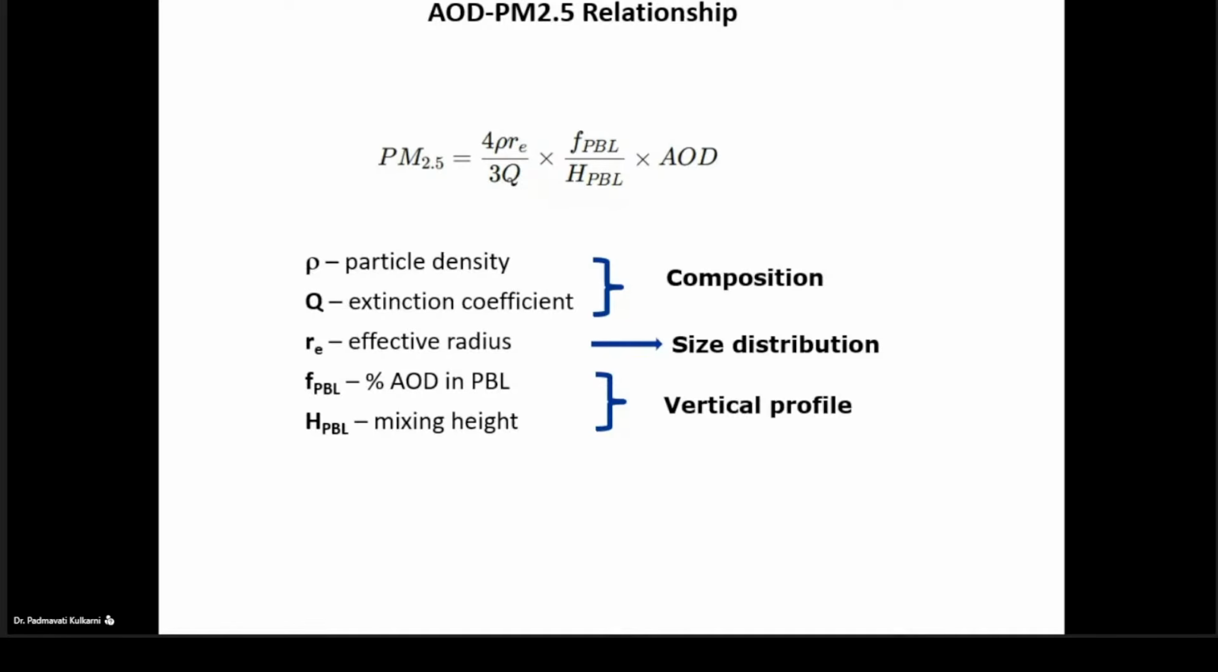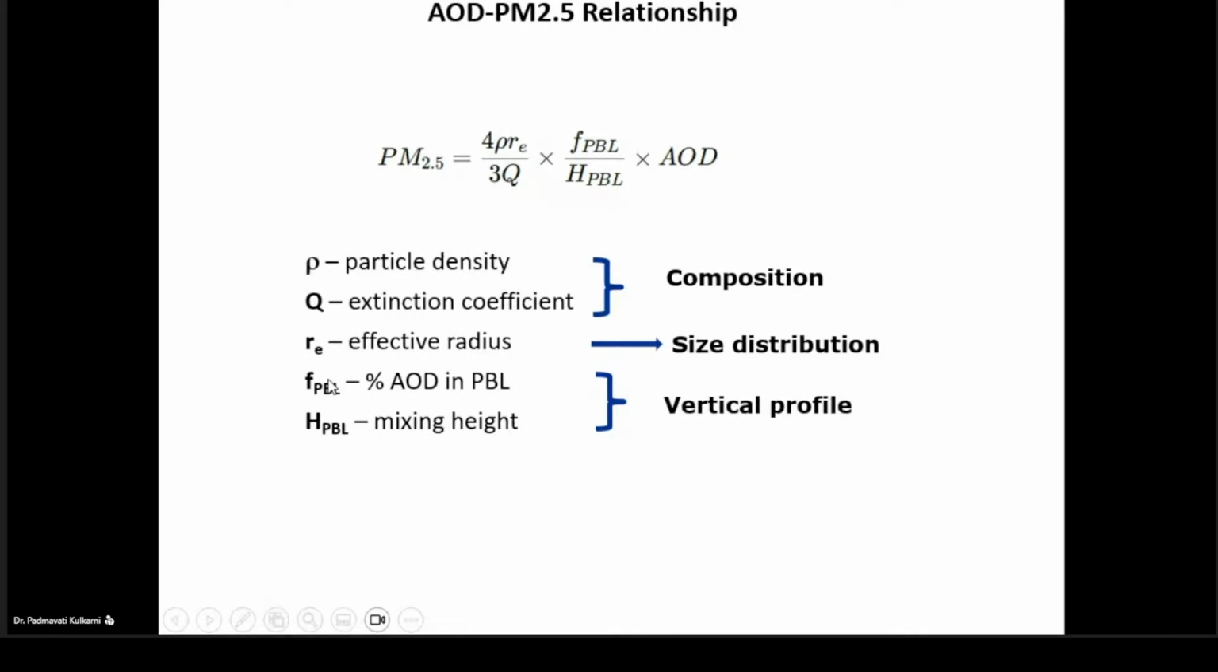It is very important to understand the relationship between aerosol optical depth and PM 2.5. The relationship is influenced by many parameters, some physical and atmospheric. It is influenced by the particle density. It is influenced by the extinction coefficient, that is, the amount of absorption that happens in the radiation, and also by the effective radius of the particles. For example, dust is a large particle. If the particle is larger, it contributes strongly to the AOD, aerosol optical depth, whereas it may not contribute as much to PM 2.5.